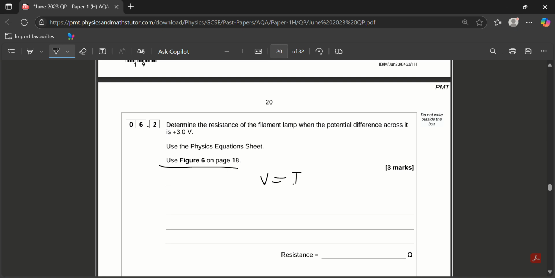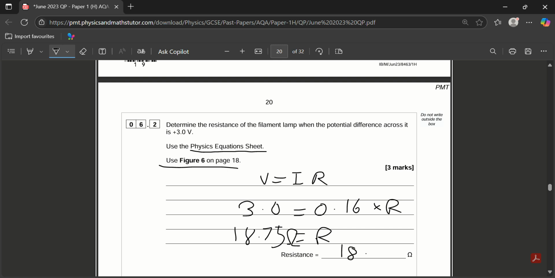We know of Ohm's law, so we can use V equals IR. That's probably what they're hinting at by telling us to use the physics equation sheet. We know the voltage is 3. We know the current is 0.16, times R. Therefore, R is just going to be 3 divided by 0.16. Throwing that into your calculator, we should get 18.75 ohms. Next question.